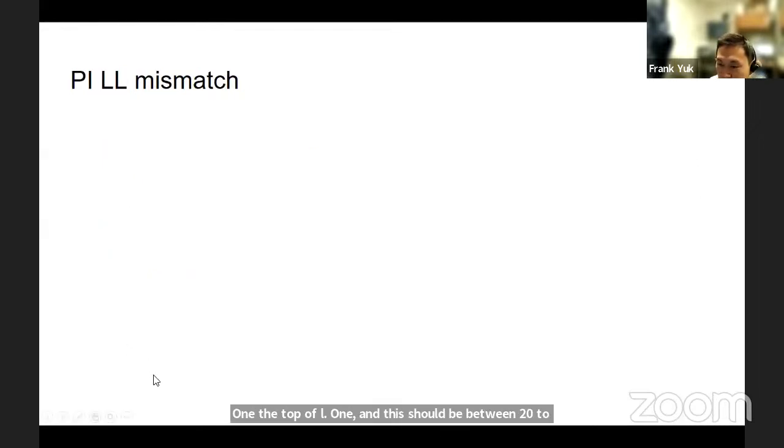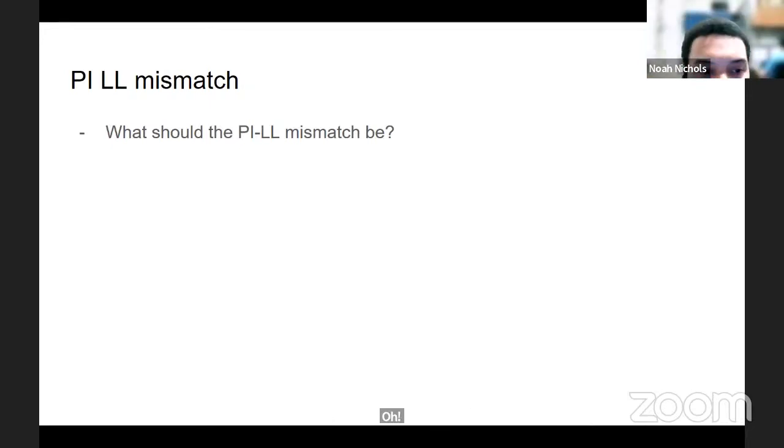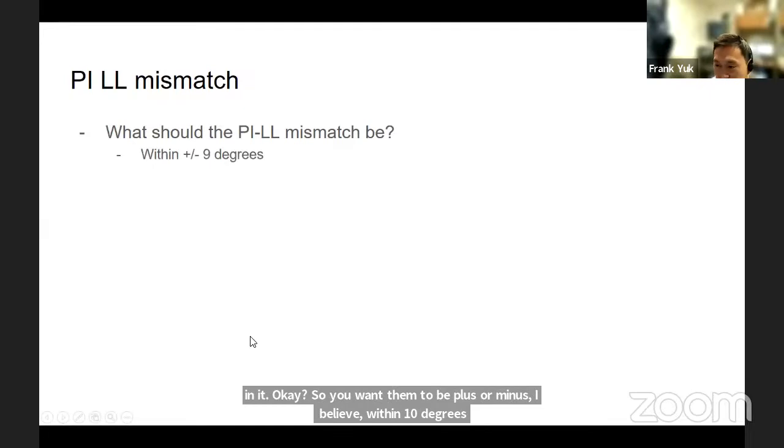And so we often talk about a PI and LL mismatch when we're looking at deformity cases. So Noah, what should a PI-LL mismatch be for a patient to be considered balanced? Oh, can everybody hear me? Okay. So you want them to be within, I believe, 10 degrees of each other, plus minus 9 to 11 degrees.